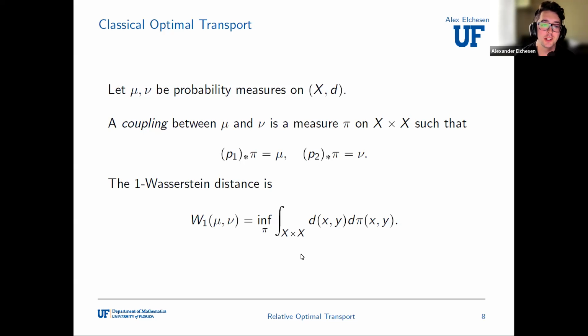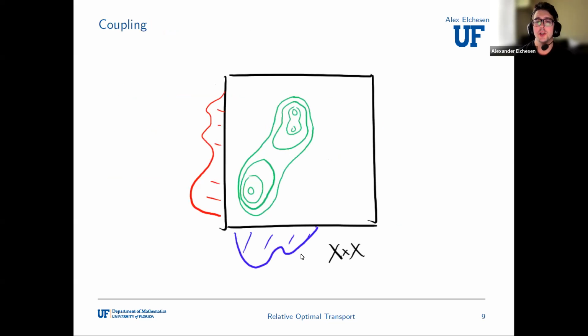Because of the relation to functional analysis that I'll talk about later, we'll just stick to the simpler case of one Wasserstein distance. Okay, so here's what a coupling looks like.